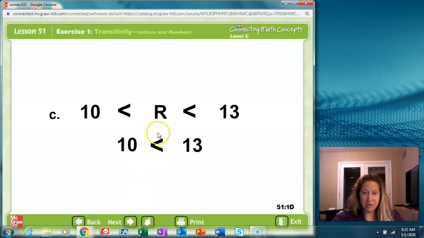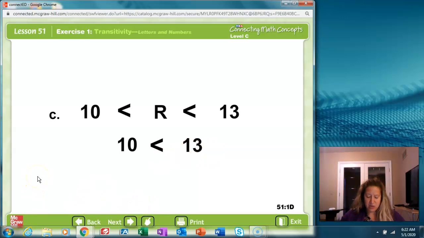Here's what you should have. R was in both statements, so that's the middle number. 10 is less than R. 13 is more than R. And then you're comparing without the middle value, so you're comparing the 10 to the 13. Okay, good job.